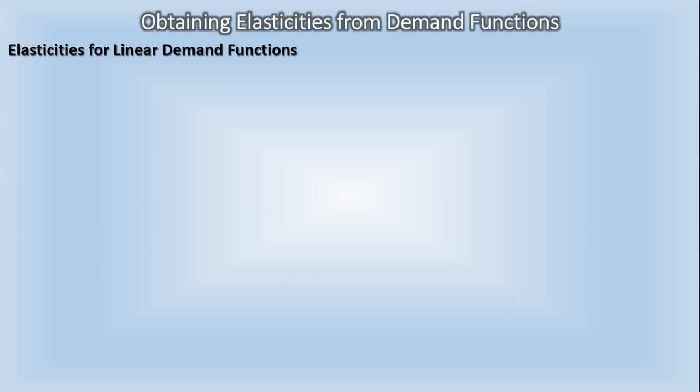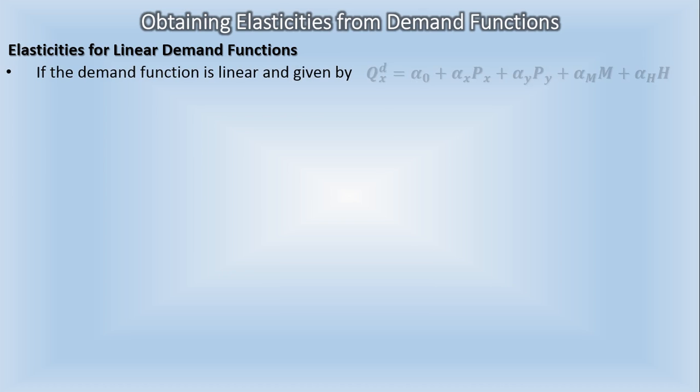All right, so let's say that the relationship between the quantity demanded and the variables that we're interested in is linear. So it takes the linear form. So if the demand function is linear and given by this expression here, where quantity demanded of good X is equal to some constant, alpha 0, alpha naught, plus the marginal effect of the price on the quantity demanded of good X times the price of X.